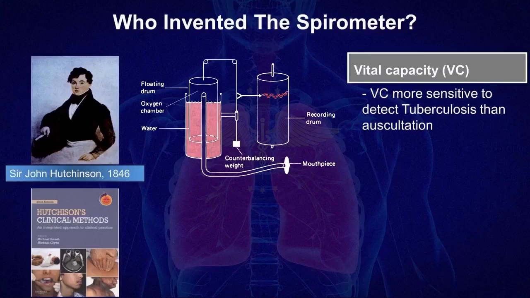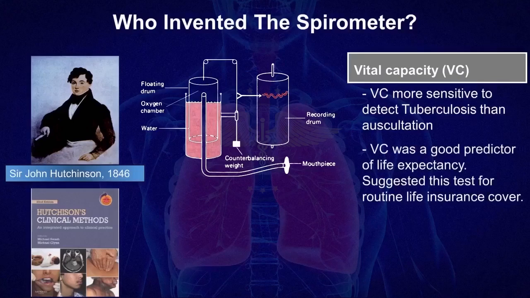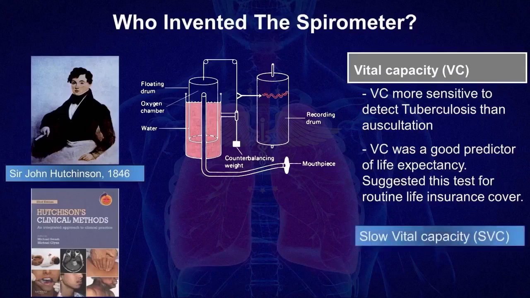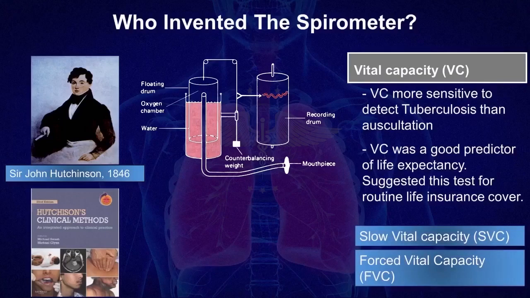He was also able to show that this vital capacity was a very good predictor not only of survival but was also a very good diagnostic indicator of underlying tuberculosis, although that is not much talked upon nowadays. If you remove that volume of air from the lungs slowly, he called it slow vital capacity, and if you remove the same volume of air from the lungs with force, he called it forced vital capacity. So there are three terms that I have introduced to you now: vital capacity, slow vital capacity and forced vital capacity.